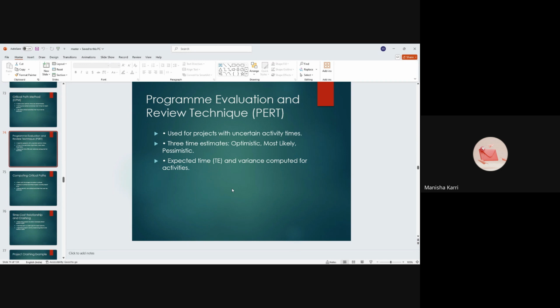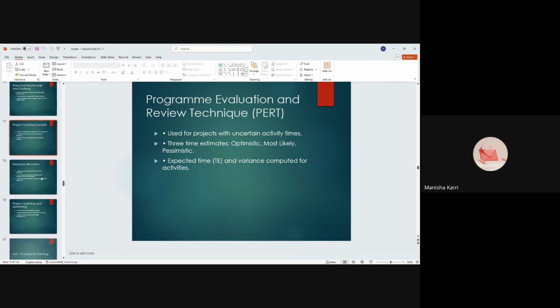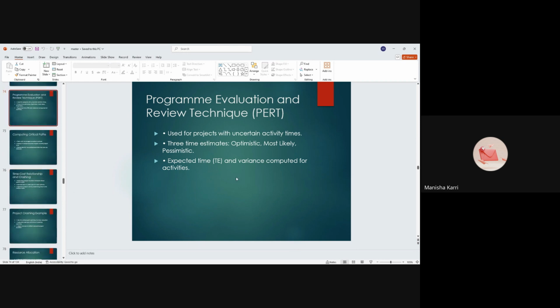Next important method is PERT, which is Program Evaluation and Review Technique. Here, Program Evaluation and Review Technique is a project management tool. It is designed for projects where activity durations are uncertain. Unlike the critical path method, which relies on deterministic, fixed times, PERT incorporates variability, making it useful for complex projects with high uncertainty.